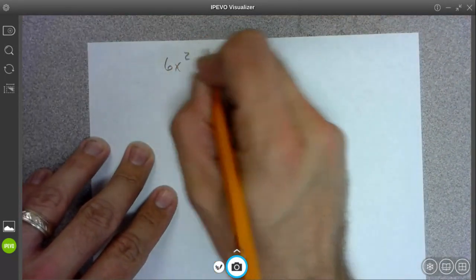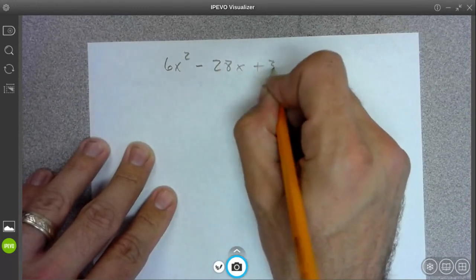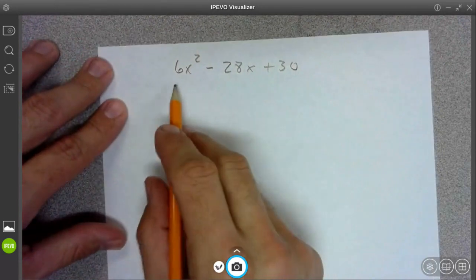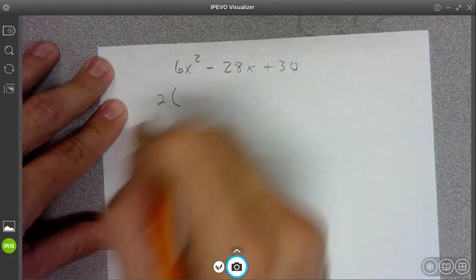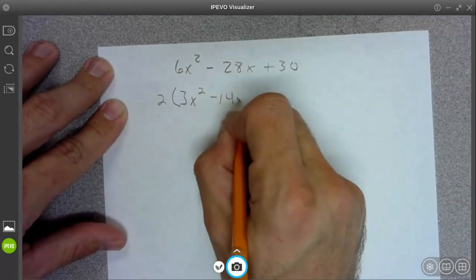Okay, so this is 6x squared minus 28x plus 30. We're going to factor that the old way. So again, divide them all by 2. That was the GCF. You still have to check for that. That just makes your life easier.